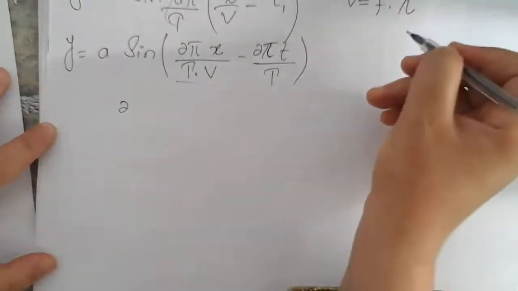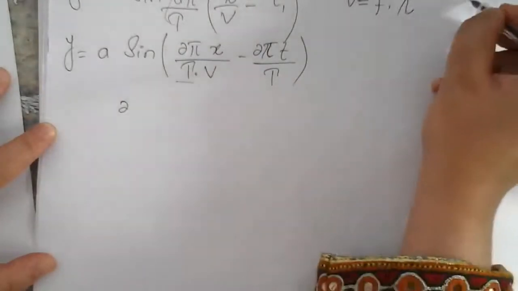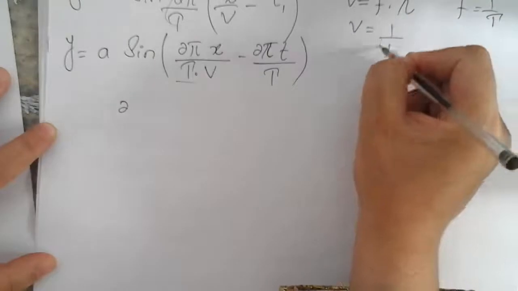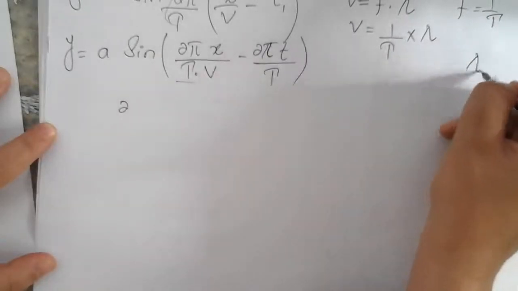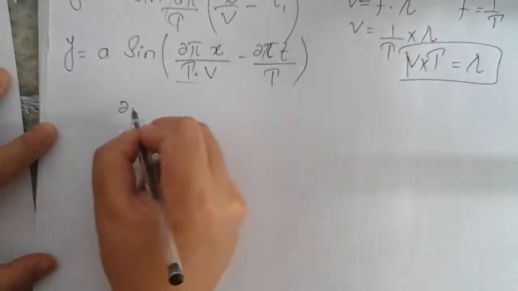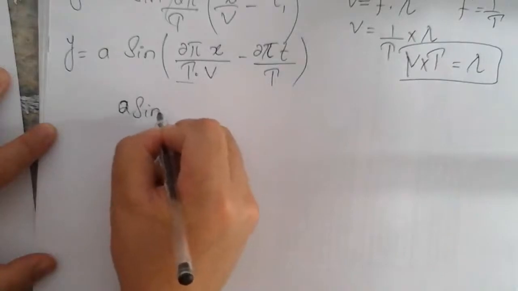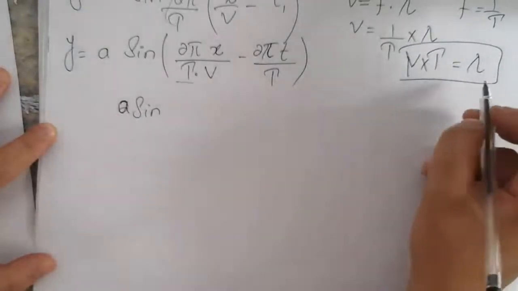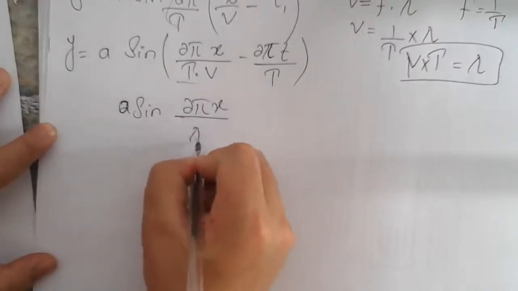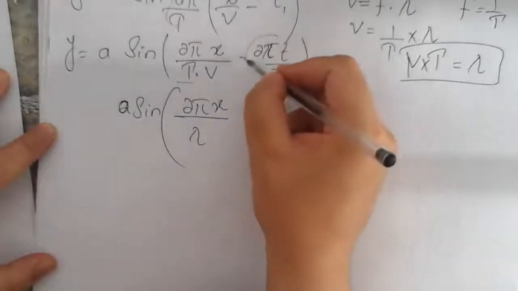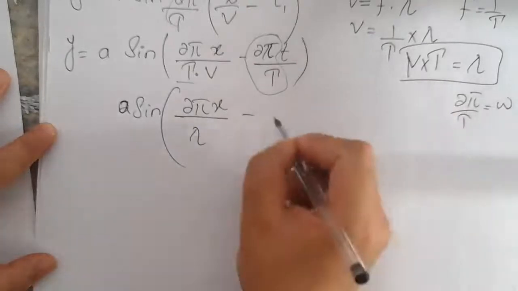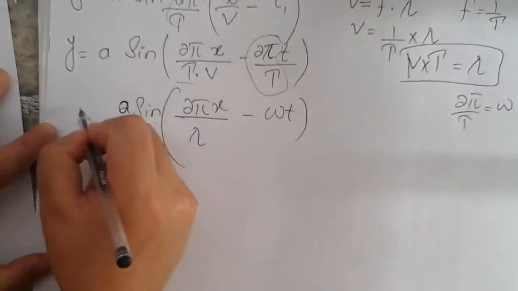frequency multiplied by wavelength, and we know the frequency is equal to 1 over T. So v is equal to 1 over T multiplied by wavelength. So the wavelength will come out to be velocity multiplied by time period. Okay, so A sine, instead of 2 pi x over T v we have 2 pi x over lambda minus, now 2 pi over T, this 2 pi over T is equal to angular velocity, so minus omega t.